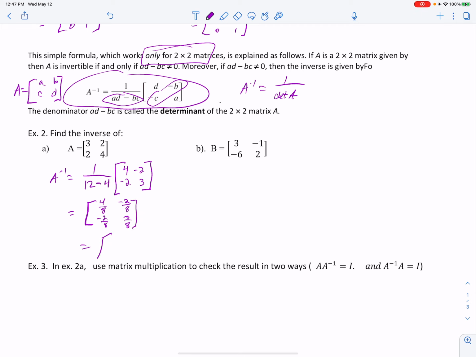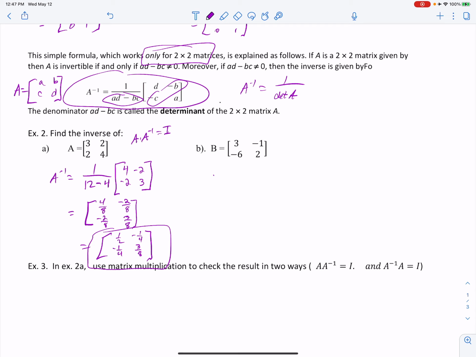And then simplify, reduce. So we have a 1/2, -1/4, -1/4, and a 3/8. And that is the inverse of matrix A. So if I would go back and multiply A and A inverse, I would expect to get that identity matrix for a 2x2 if I've done it correctly.